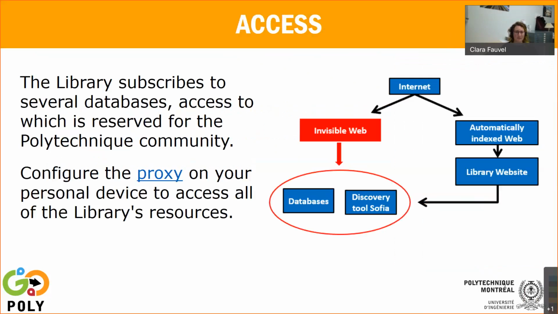Okay, so this is really a way to explain how to access our electronic resources. Via the library's website, you can access the databases to which we subscribe, and this access is reserved to the Polytechnic community. I will be talking about the databases, but it's the same thing as our electronic resources. So you know what I'm talking about. And it's the same thing for the other universities, their electronic resources are reserved to their community. And to have access to the Polytechnic electronic resources when you are not on the campus, you need to configure your proxy on your personal device.